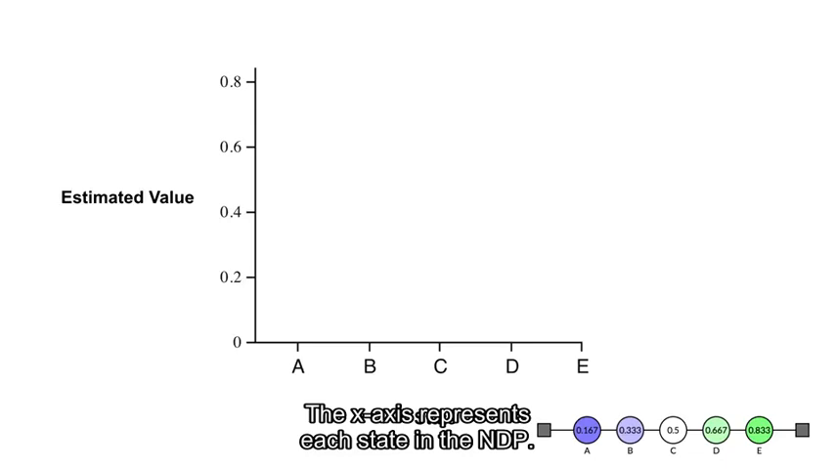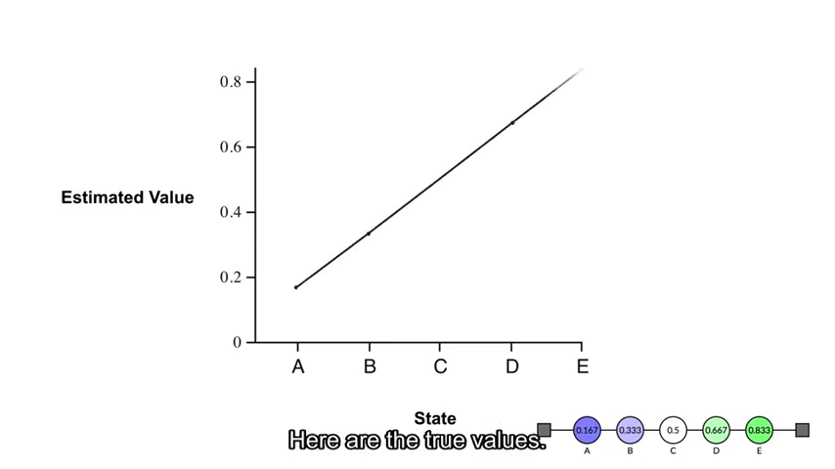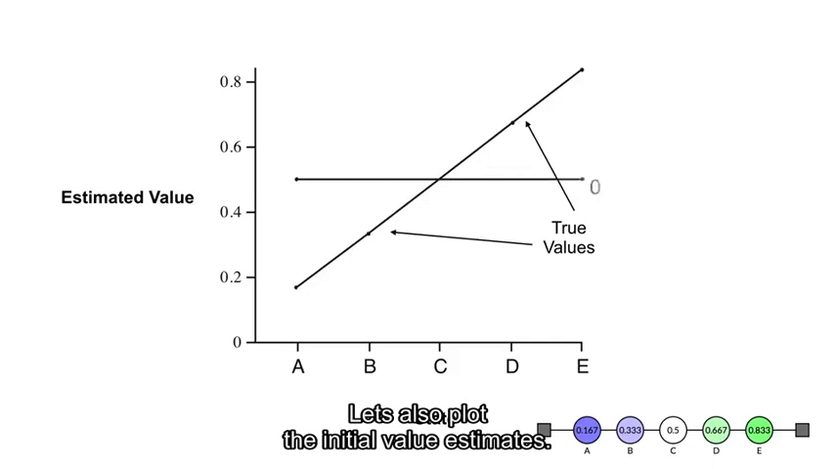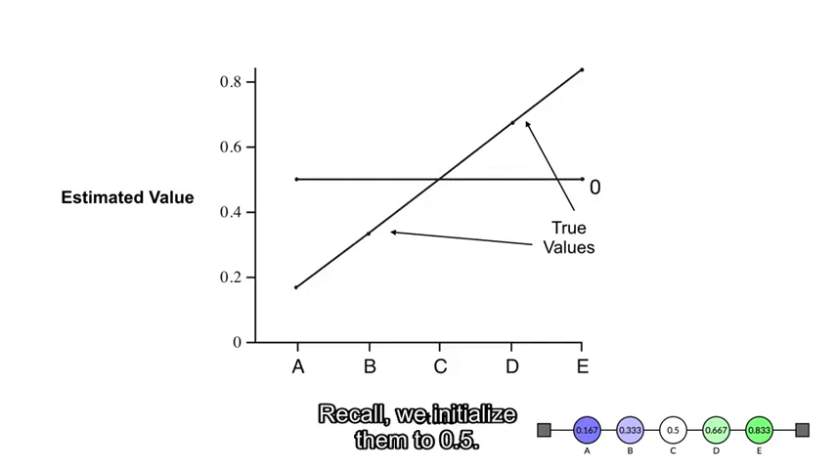The x-axis represents each state in the MDP. On the y-axis, we have the estimated value. Here are the true values. Let's also plot the initial value estimates. Recall, we initialized them to 0.5.